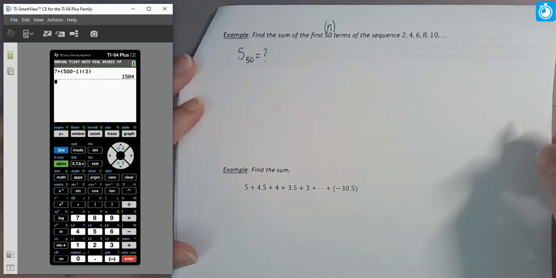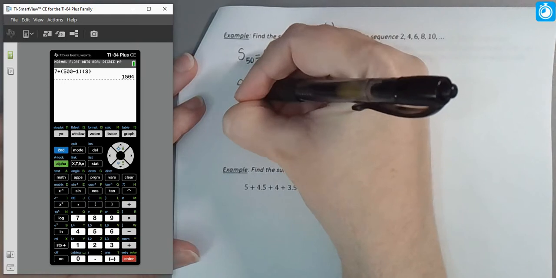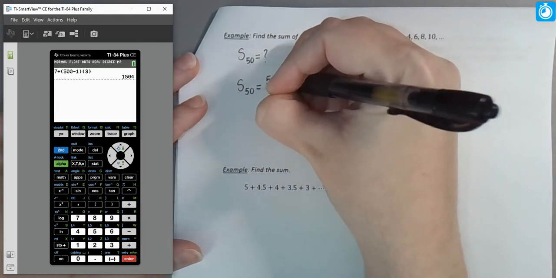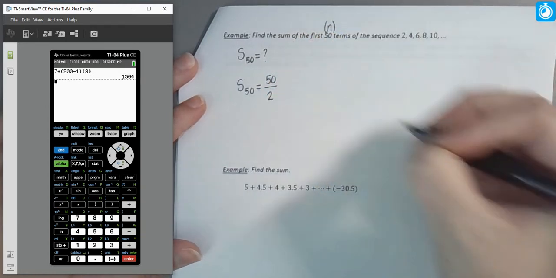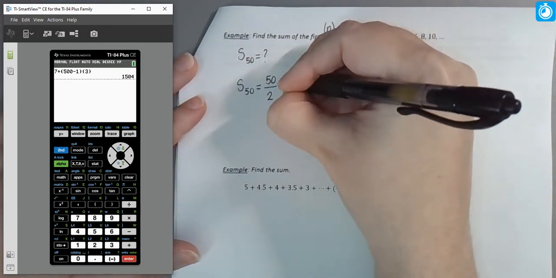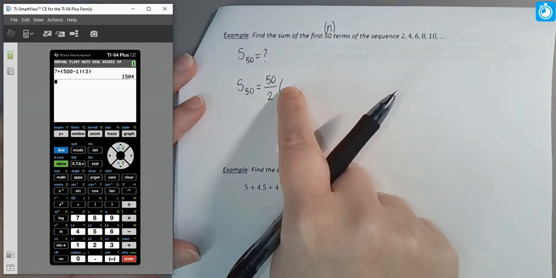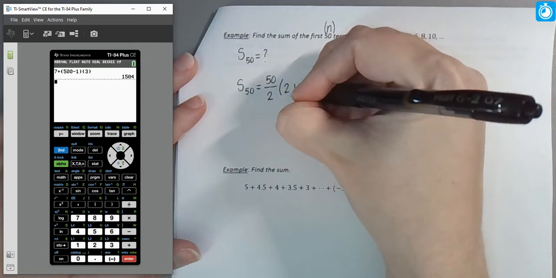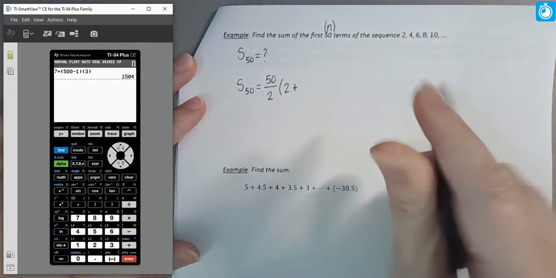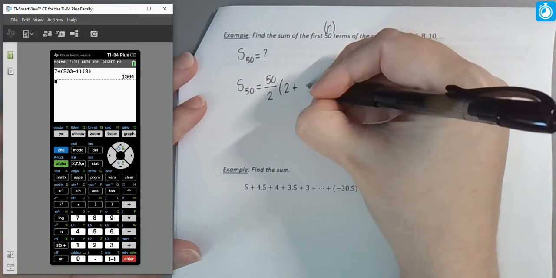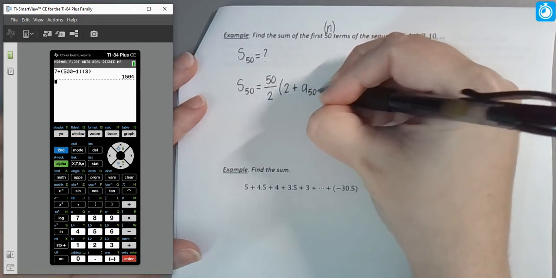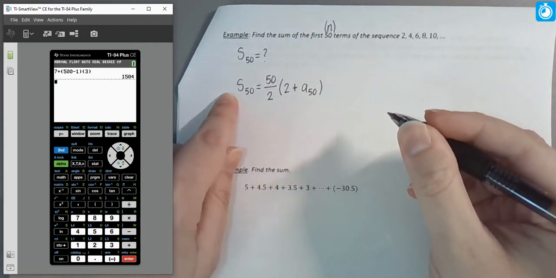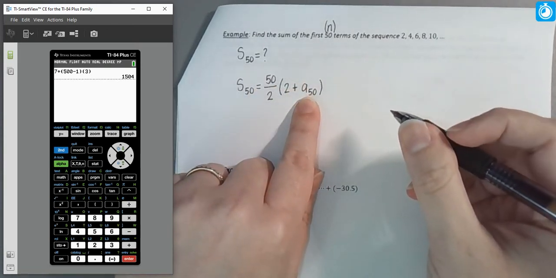Well, we know our partial sum. The formula for our partial sum is going to take our value for n, which in this case is 50. We're going to divide it by 2, and we're going to multiply that value by our first term in the sequence, which in this case is 2, plus the nth term. Well, n is 50 in this case, so plus the 50th term. So the question is, what is the 50th term? We have everything we need except the 50th term.